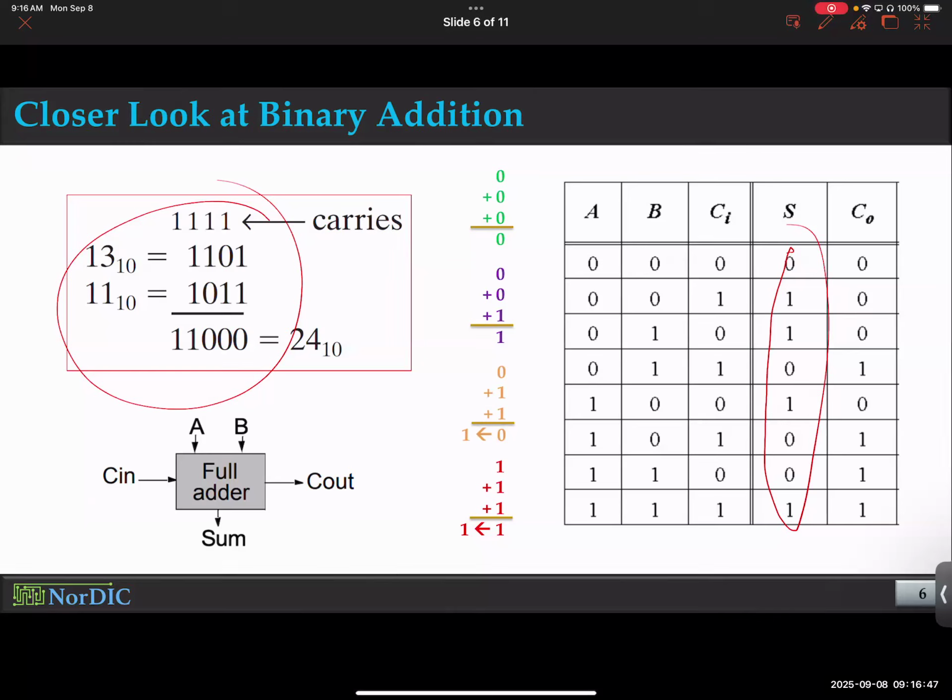See, C stands for carry in here. But you don't know that, right? The first time you try to represent an addition operation with a Boolean function, you don't really know that. So this is how you populate your truth table.